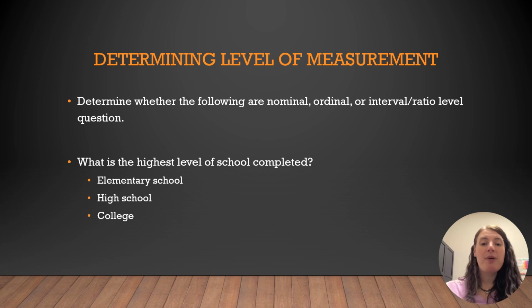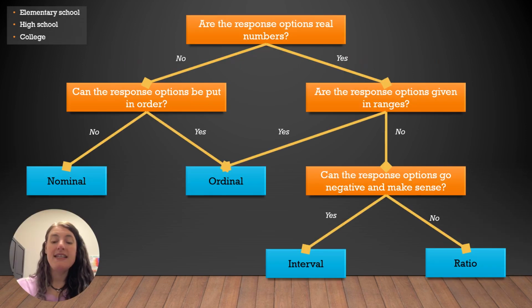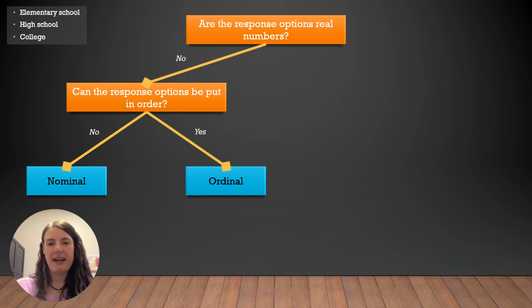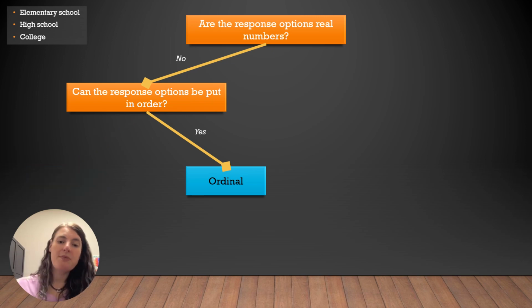All right, final practice problem. What is the highest level of school completed? Options provided are elementary, high school, and college. These options, are they real numbers? Nope, so we're following the path to the right again. Unlike the last question though, the level of school can be ranked. Elementary school students are younger than middle school, who are younger than high schoolers. So yes, these can be ranked, which means we have another ordinal measure.